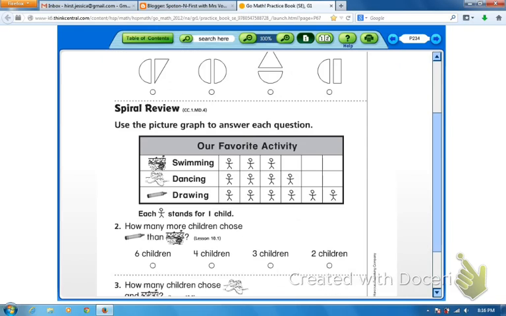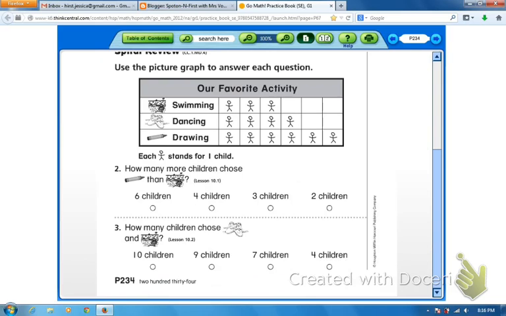And the spiral review, number 2 and number 3, both use our picture graph. How many more children choose drawing than swimming? We can see drawing, there's 6. Swimming is 3, so 6 take away 3 is 3 children. And number 3, how many children choose dancing and swimming? 4 plus 3 would be 7 children.